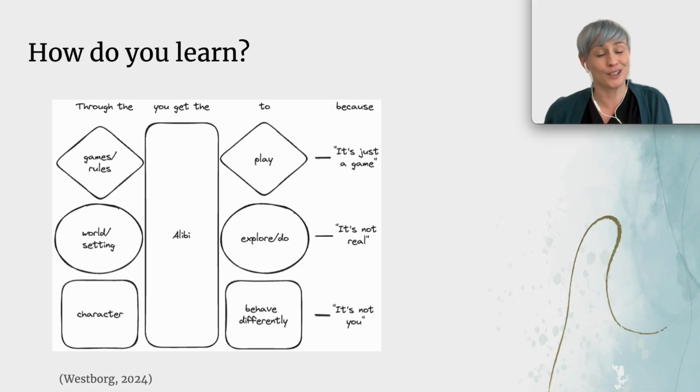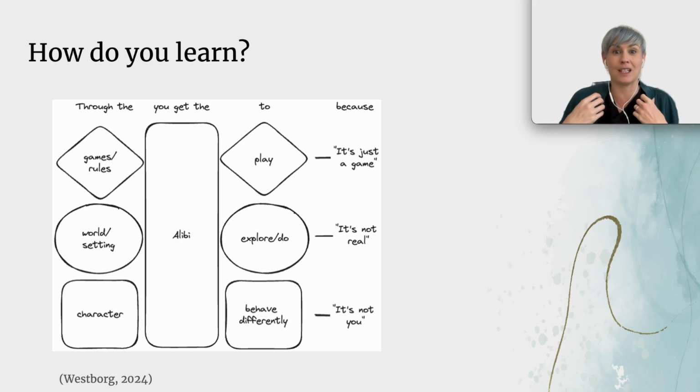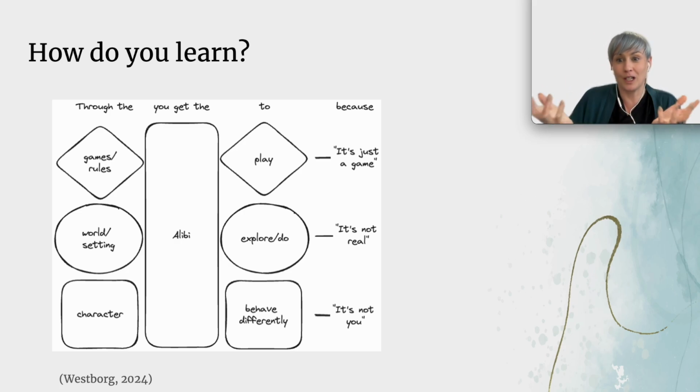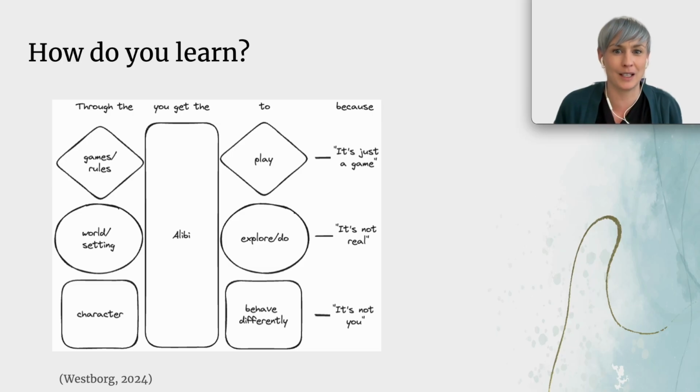And then we get to the next part. Through the world or the setting that you're in, you get the alibi to explore, because it's not real and it's not the ordinary world, it's something different, and then it's okay to do things in a different way. And in role-playing games, we also have a character. So through the character you get the alibi to behave differently, because it's not me, it's someone else, and that gives you the alibi.